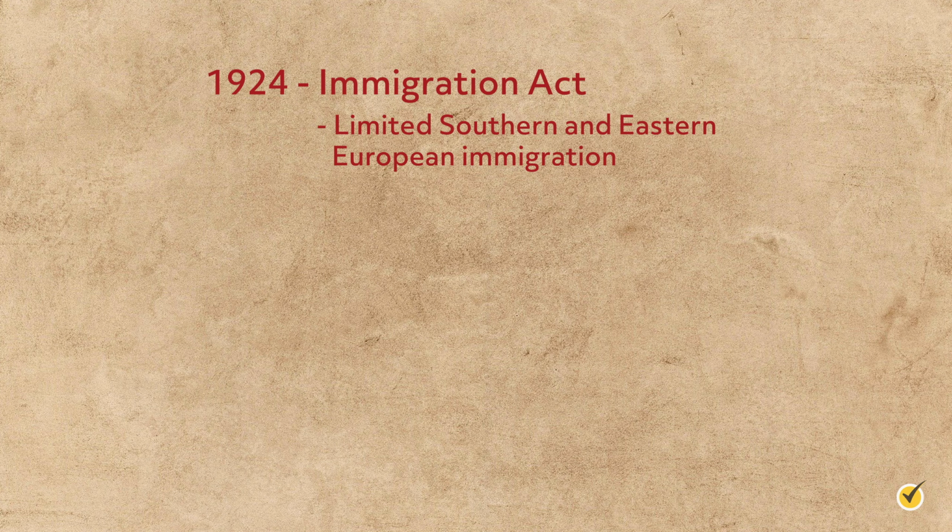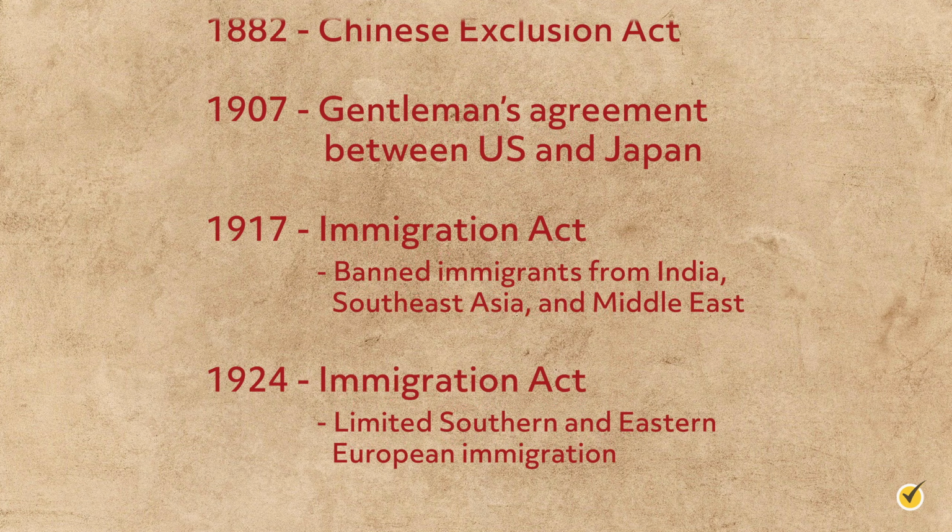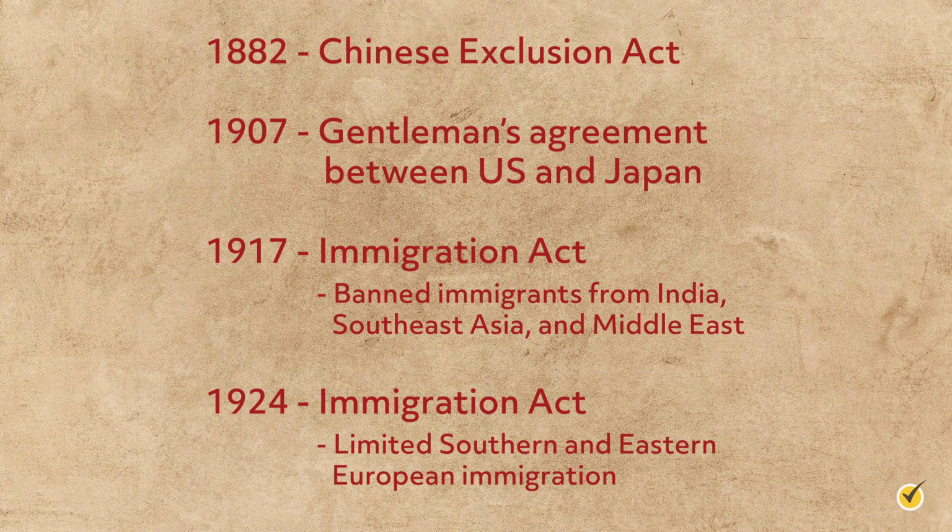Looking back, immigration from Asia had long been the subject of restrictions and exclusions. The immigration of Chinese laborers was prevented by the Chinese Exclusion Act of 1882. The Gentlemen's Agreement between the United States and Japan in 1907 restricted immigration, and the 1917 Immigration Act banned any immigrants from India, Southeast Asia, and the Middle East. The 1924 Act was a progression of earlier measures in order to preserve the racial uniformity of the United States.